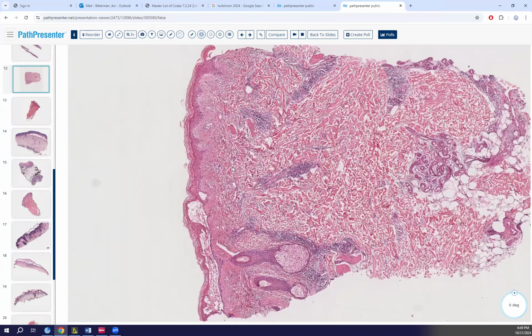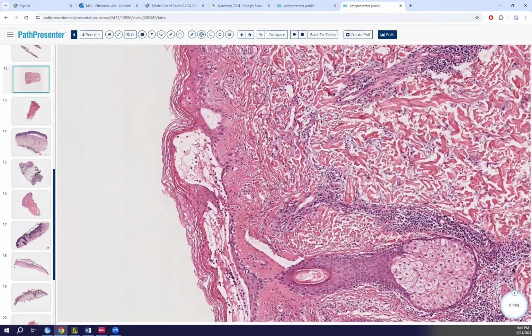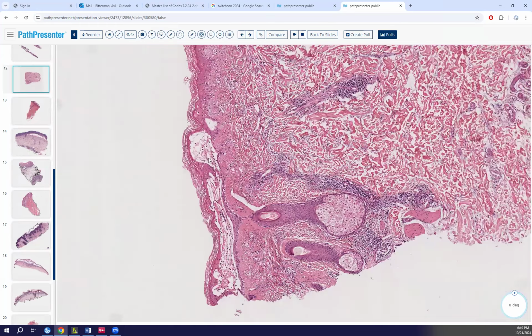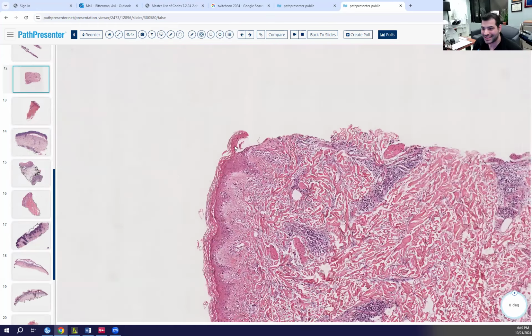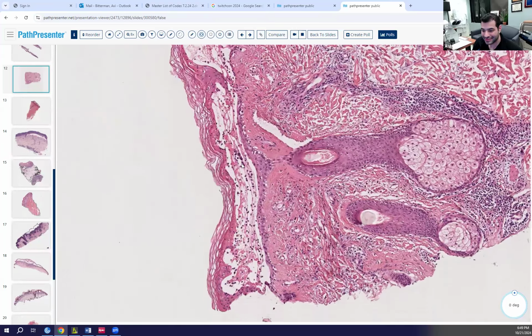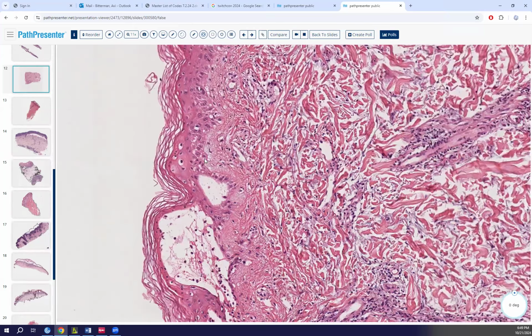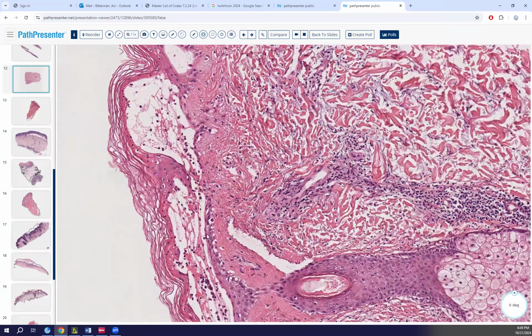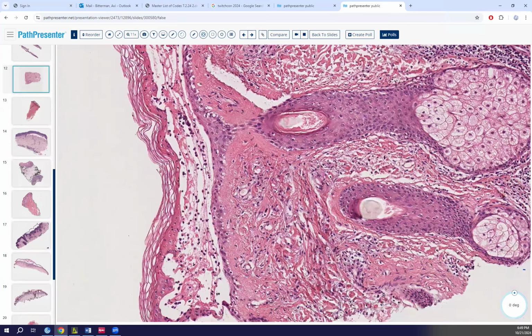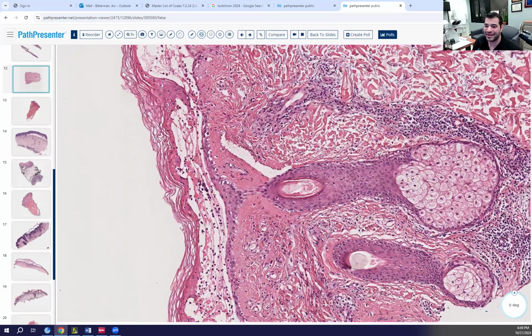It's hard to see if that split is subepidermal or... And why is it hard to see? The basement membrane's not super clear. What might make it not clear?